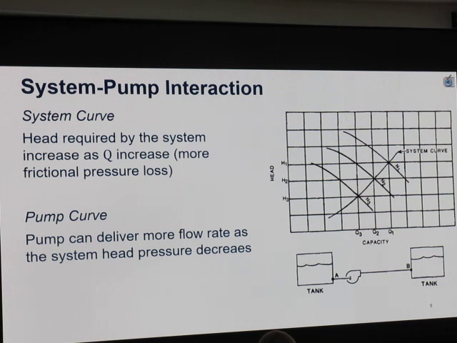System pump interaction. The system curve is the head required by the system, which increases as Q increases. So this is a system curve. Basically it tells us pressure drop with flow rate. What is the formula for pressure drop in the pipe? Frictional pressure loss in the pipe. How do we calculate it?